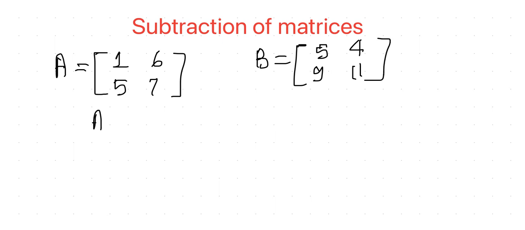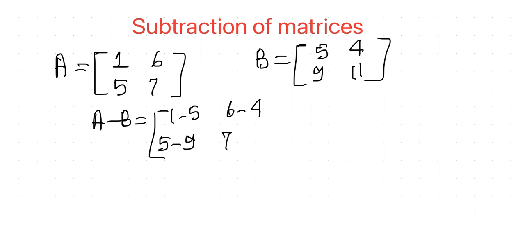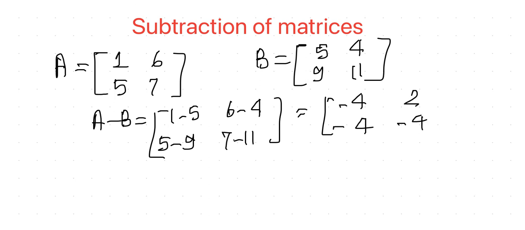Then what will A minus B be equal to, children? This will be equal to 1 minus 5, 6 minus 4, 5 minus 9 and 7 minus 11. So how much is this equal to, children? 1 minus 5 is equal to minus 4, then 6 minus 4 is 2, then it is minus 4 again and minus 4. So 3 elements you are getting as minus 4. So this is called the subtraction of matrices. Okay, so this is the way you are getting it.